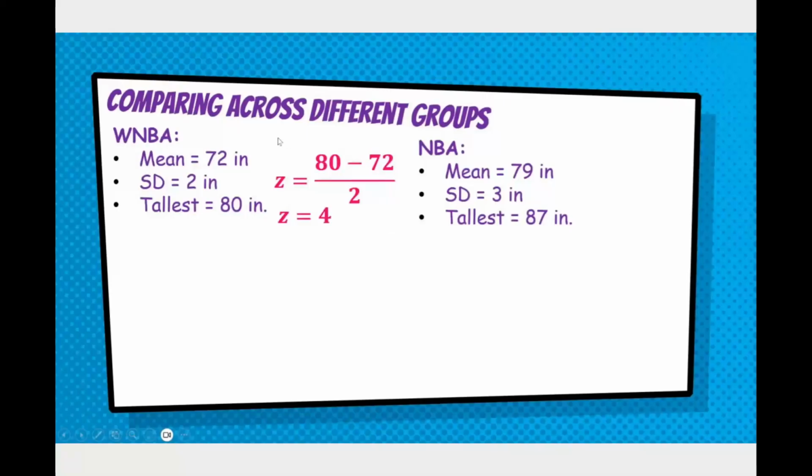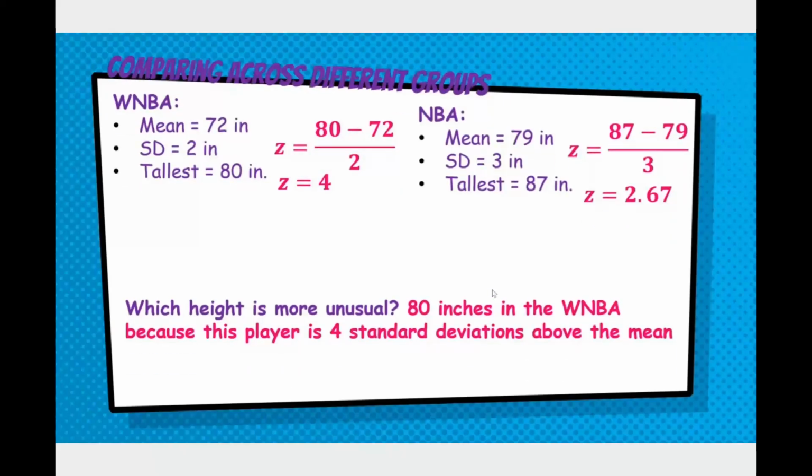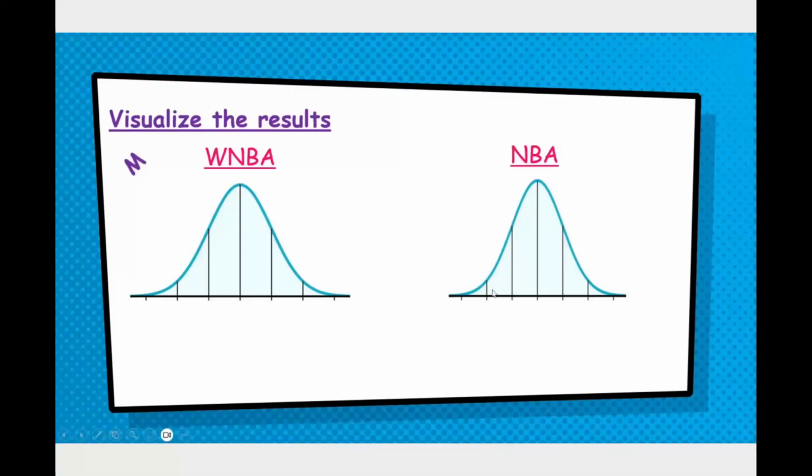So we're going to go and find the z-scores of these. I'm going to start with the WNBA by taking the 80 inches for my data value minus my mean over my standard deviation of 2, and I get z equals 4. Keep in mind what that represents. That is 4 standard deviations above the mean. We've only done 3 so far. If I do the same thing here, we would have 87 as our data value minus our mean of 79 divided by 3, and we get 2.67. So which height is more unusual? 80 inches in the WNBA, because this player is 4 standard deviations above the mean.